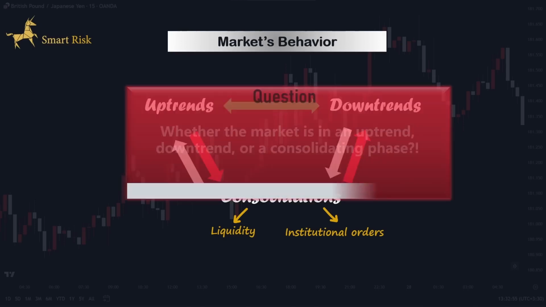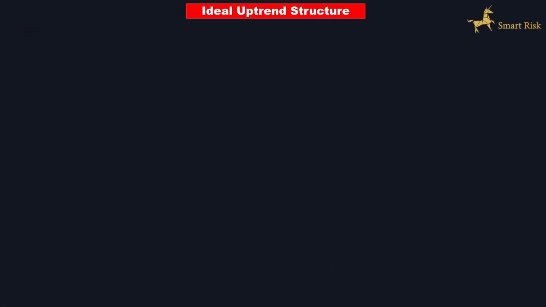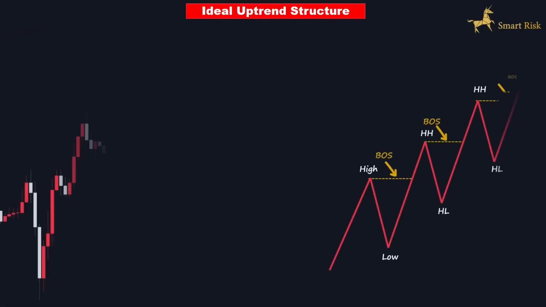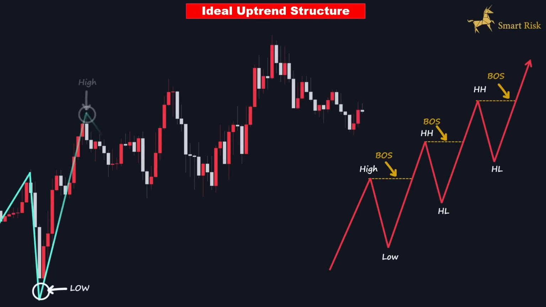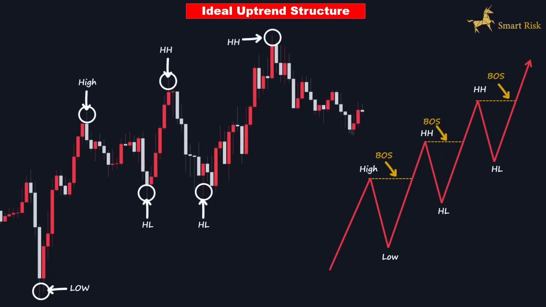The first question to consider when opening charts on your screen is whether the market is in an uptrend, downtrend, or consolidating phase. To gain a solid understanding, let's begin with a basic introduction to market structures and then delve into the key points of advanced market structures. Consider a market structure that represents an ideal uptrend. I refer to this type of market structure as ideal because it is rare to find an uptrend in the market that exactly mirrors this pattern.